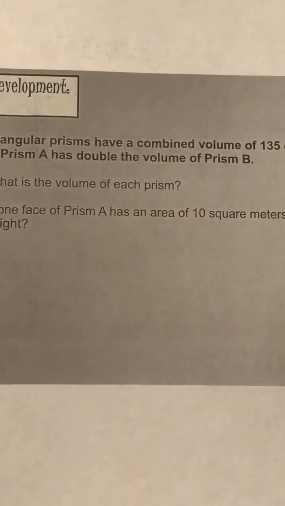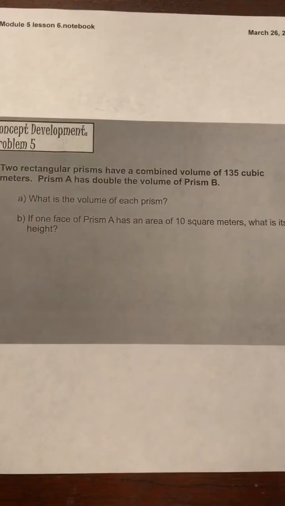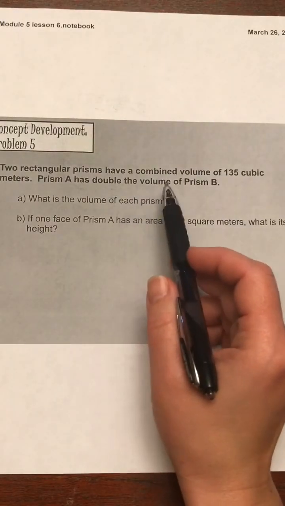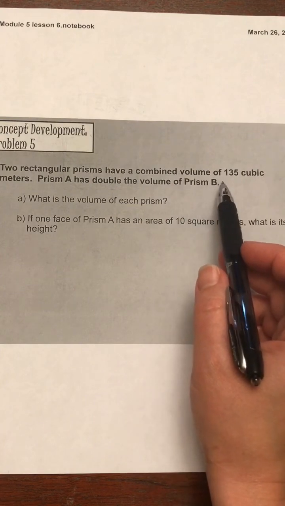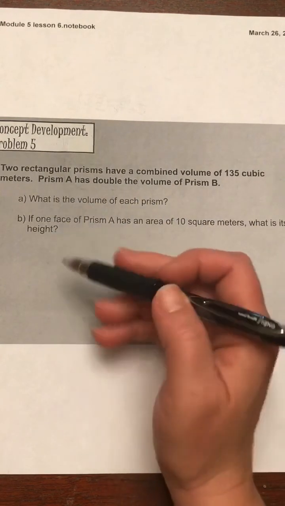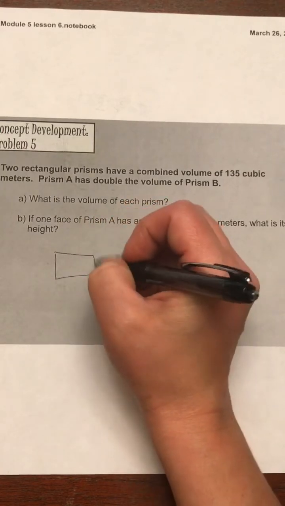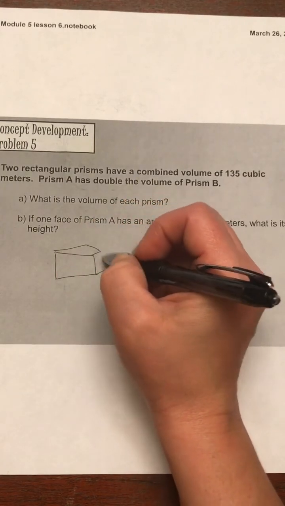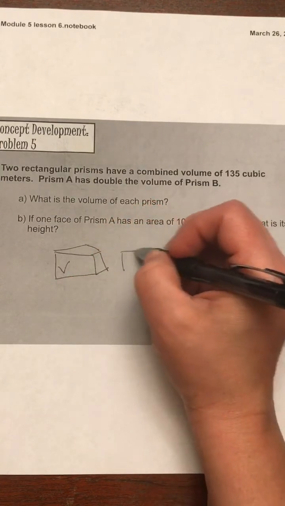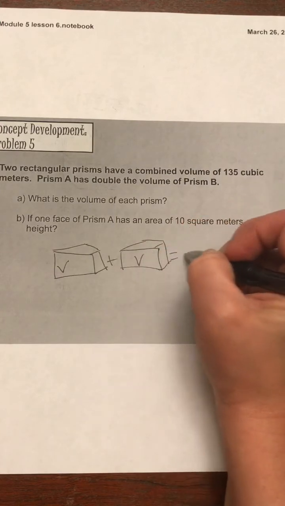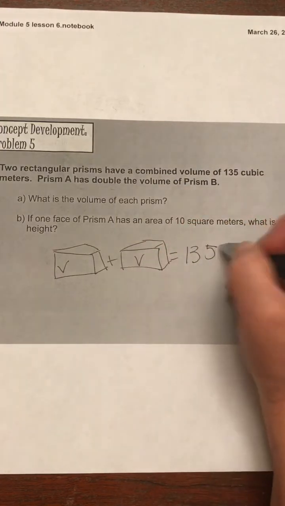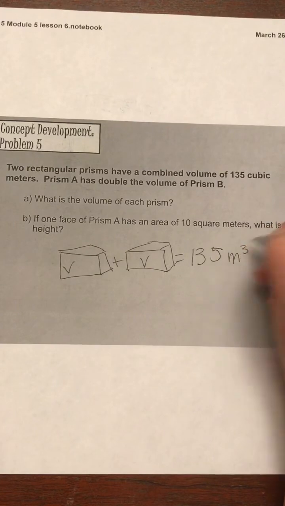All right, the last one that we're going to do tonight is a little bit more of a word problem. And it tells me 2 rectangular prisms have a combined volume of 135 cubic meters. So that means that if I have 2 rectangular prisms, the volume of this one and the volume of this one is going to equal 135 cubic meters.